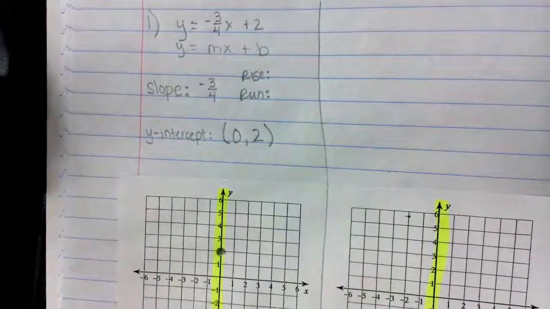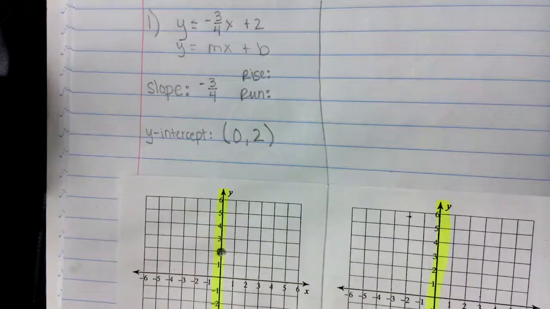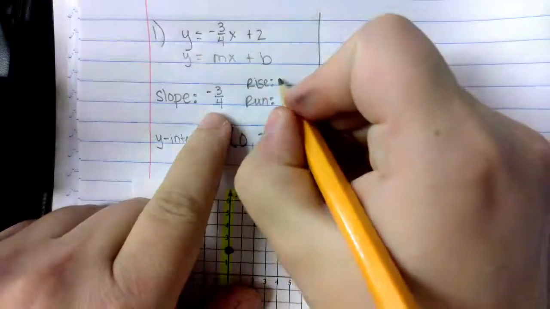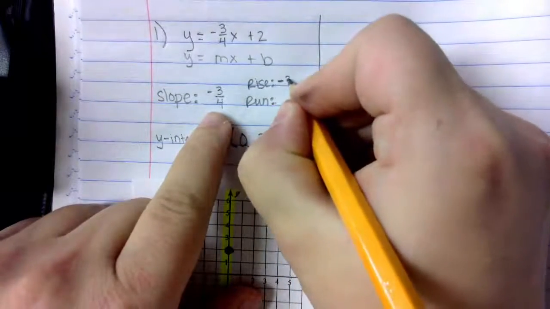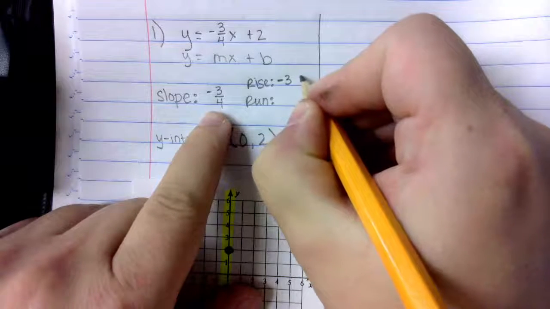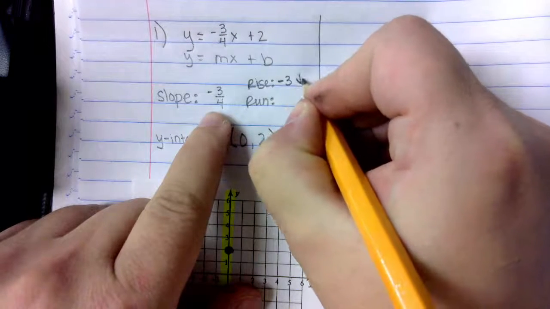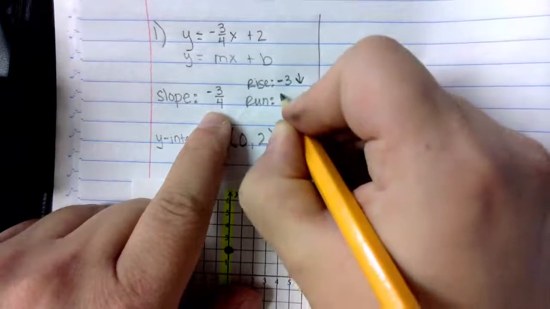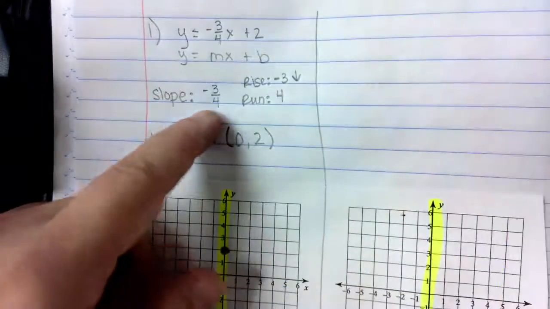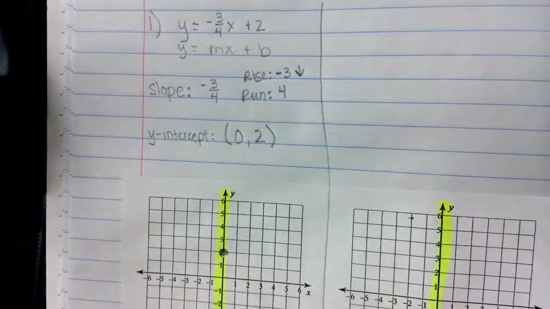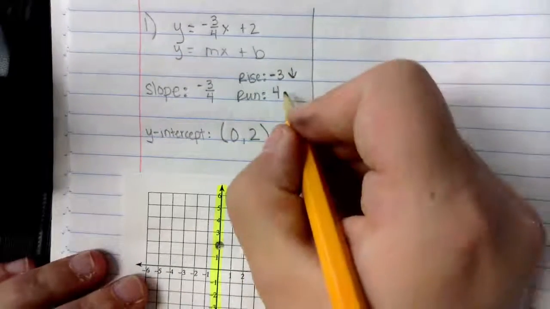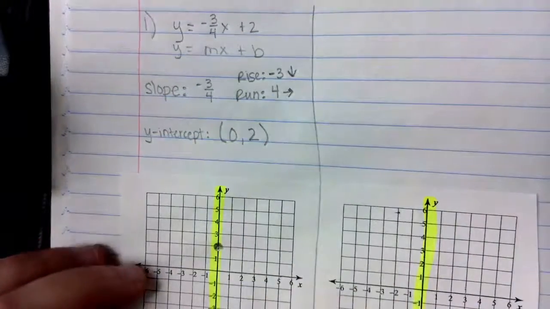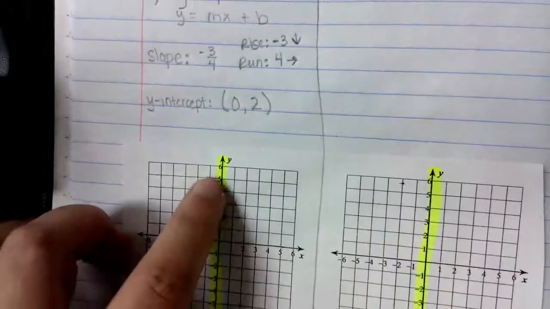So what is my rise? It's going to be -3, which tells us we're going to go up or down? Down 3. And then my run is 4, and it's a positive 4. So is positive going to be left or right? Right. Right is positive, yep. So that tells me how to move from this point to my next point.